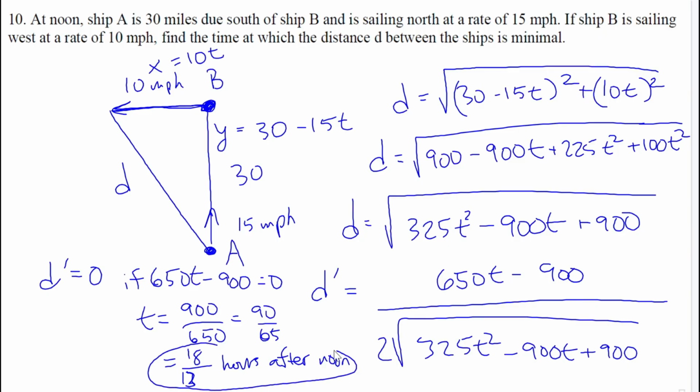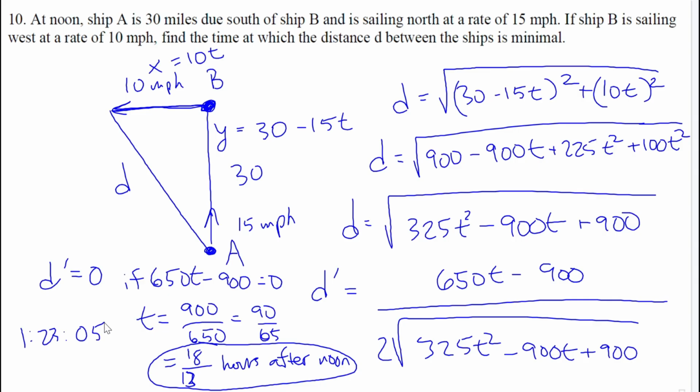And you could, of course, break that down and figure out exactly what that time is. But it's a little over an hour. It ends up being about an hour and 23 minutes and 5 seconds after noon. Right? So you could break that down. Figure out what 5/13 of an hour is, right? 5/13 of an hour is about 23 minutes and 5 seconds. And that is the end of this optimization problem.